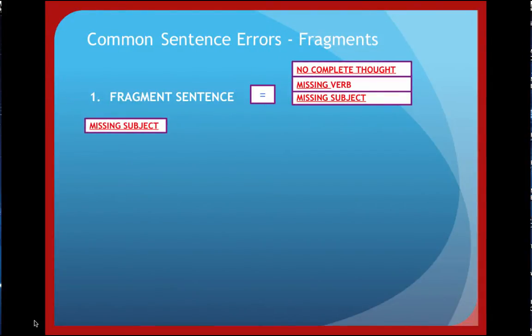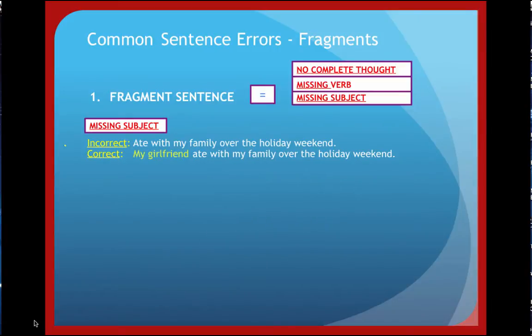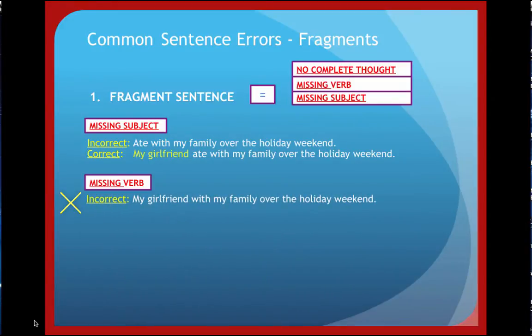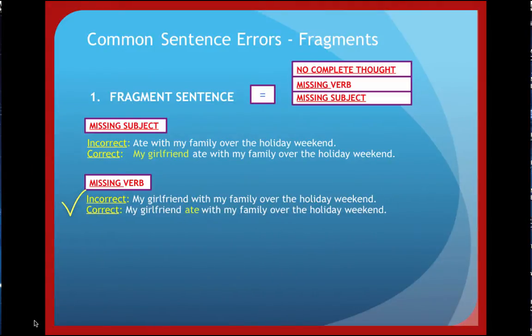For example, the following sentence is missing a subject. Ate with my family over the holiday weekend. My girlfriend ate with my family over the holiday weekend. The next sentence is missing a verb. My girlfriend with my family over the holiday weekend. My girlfriend ate with my family over the holiday weekend.